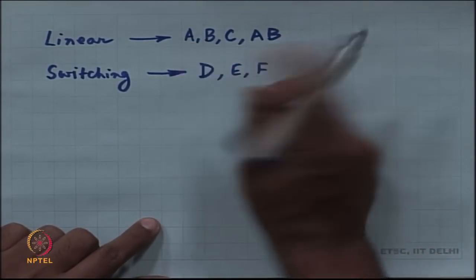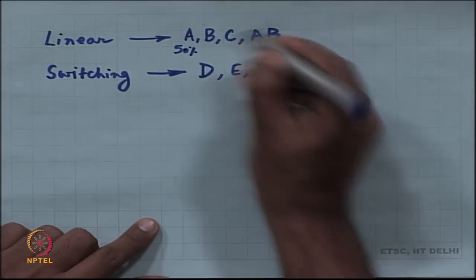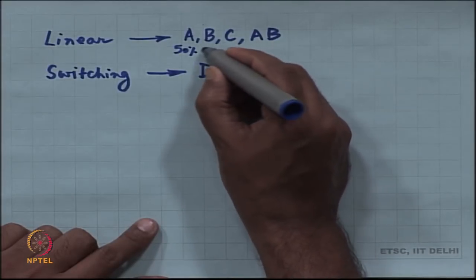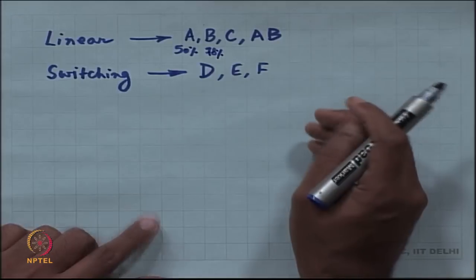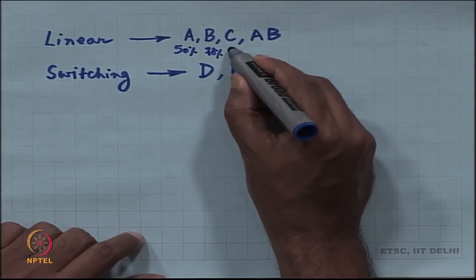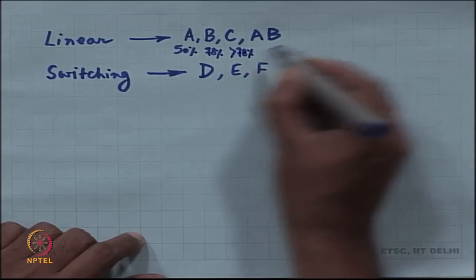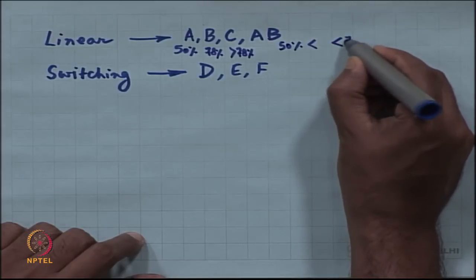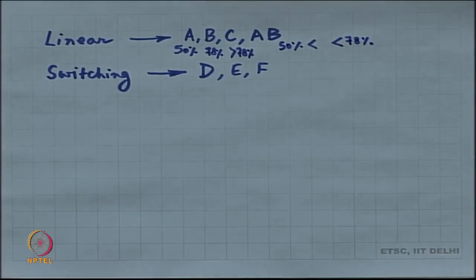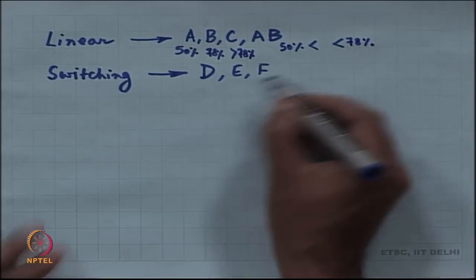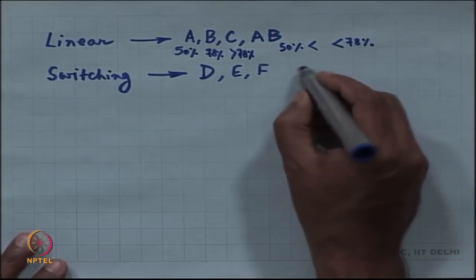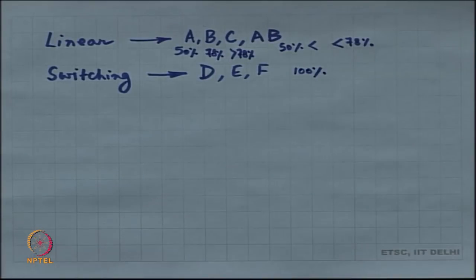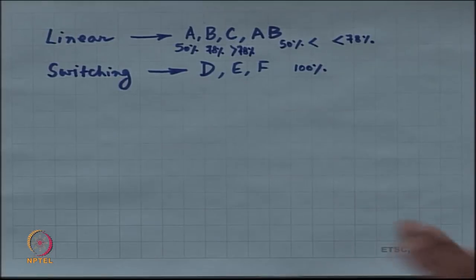Efficiency in class A is 50%, class B is 78%, theoretical maximum, class C is greater than 78%, class AB is between 50 and less than 78. These are the theoretical maximums, okay. And class D, E, F, they are all switching, their theoretical maximum is a cool 100%, okay. But then again, these are all theoretical maximums, you are never really going to hit these values.